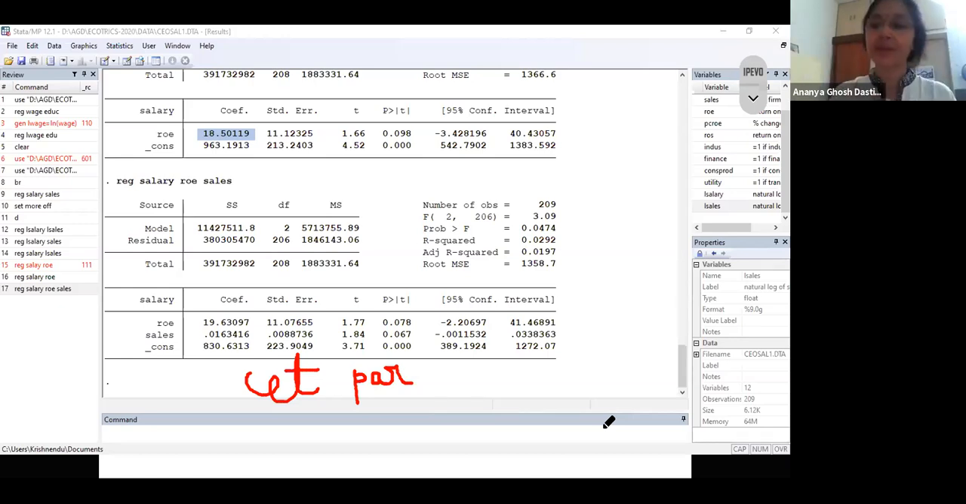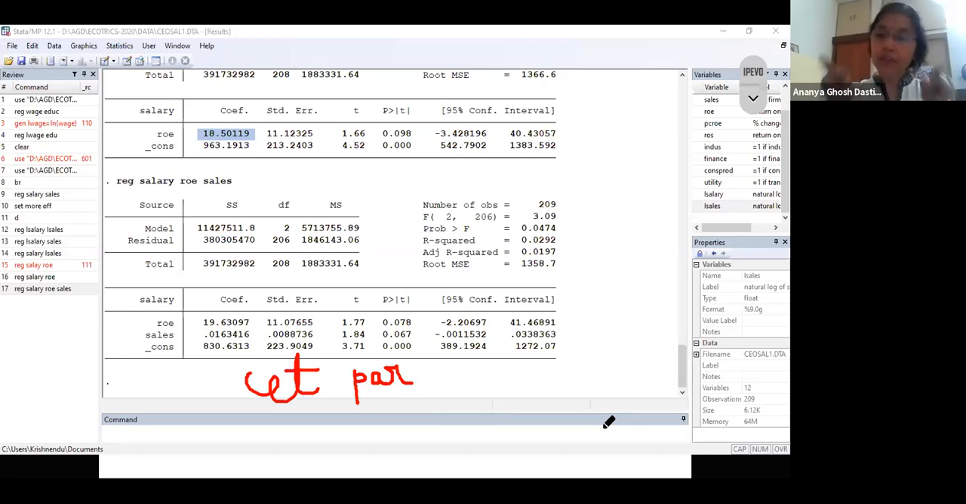Let me repeat. What does it mean to hold sales constant? It means you're saying, suppose I have two firms with exactly the same sales. The one with higher ROE, how much higher? 1 percentage point higher, will pay its CEOs more. How much more? $19.6 thousand more. Do you see? Let us interpret the coefficient of sales in the same way. Holding ROE constant, if sales increase by $1 million, CEO salaries increase by $0.016 thousand. What does that mean?